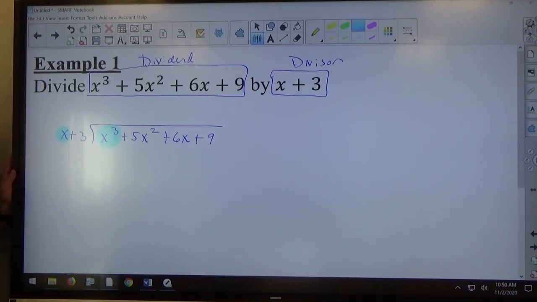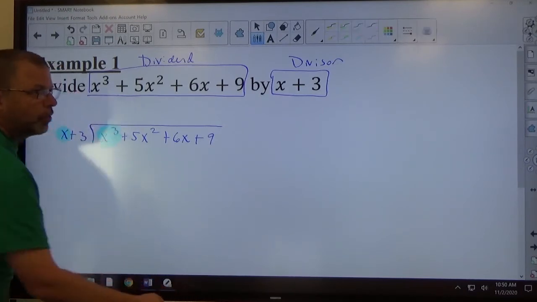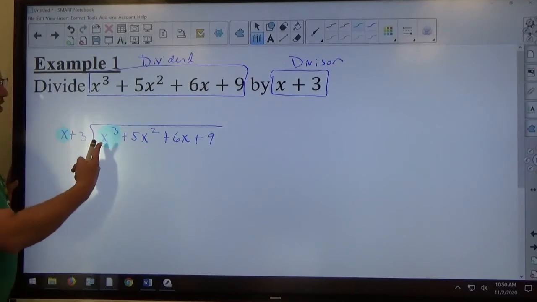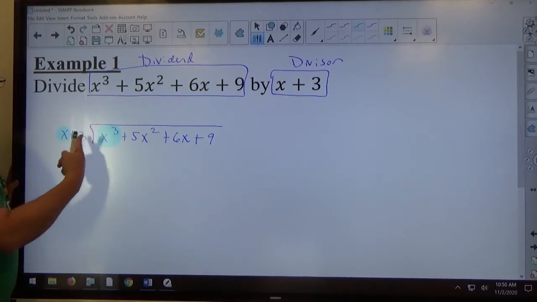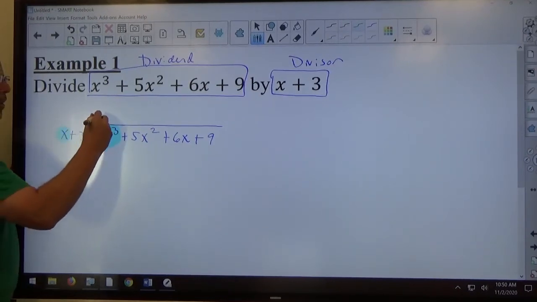When we divide letters, we subtract powers. If we divide numbers, we divide numbers. If we see 8 divided by 4, that equals 2. If we see x to the 8th divided by x to the 4th, that's x to the 4th. So again, we have different rules for different types of things. In this case, I'm dividing x cubed by x to the 1st. I subtract the powers. 3 minus 1 is 2, so x squared is what I get.